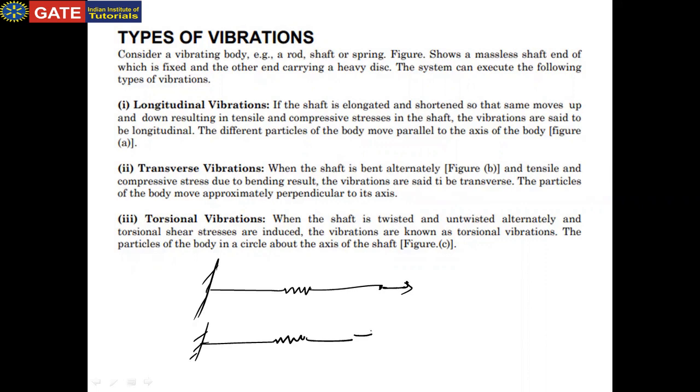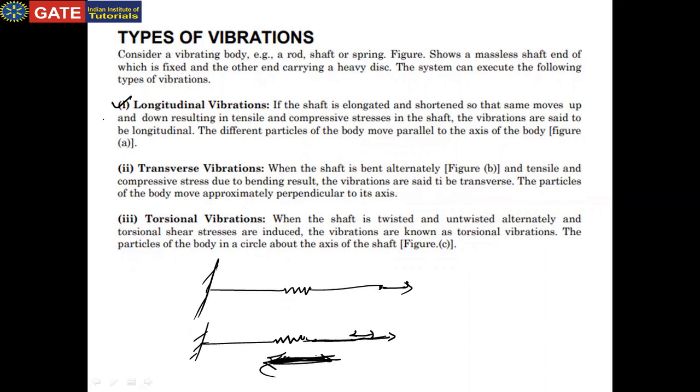vibrate in this way. You will apply load, so it will go in forward direction. If you remove the load, it will go back. But if you remove the load permanently, then automatically it will oscillate forward and backward, forward and backward, and ultimately it will get to a stationary condition. This forward and backward is very fast, so your naked eyes cannot identify that. But yes, there will be forward backward motion, and then it will come to a stationary position. This forward and backward motion is called longitudinal vibration.